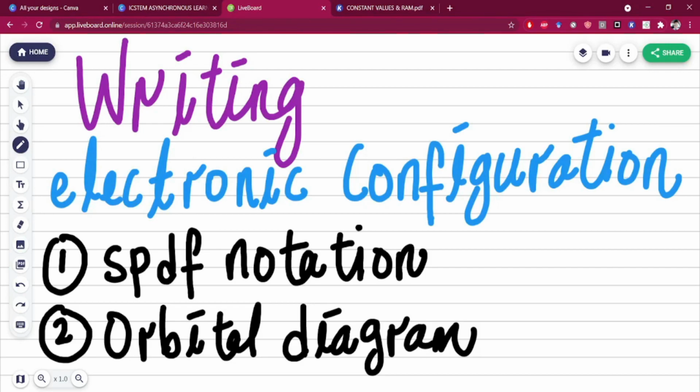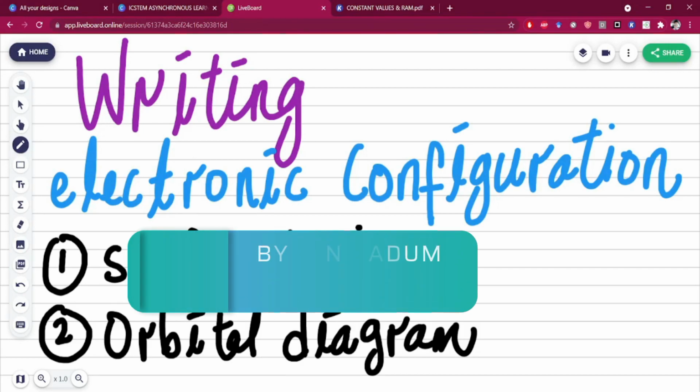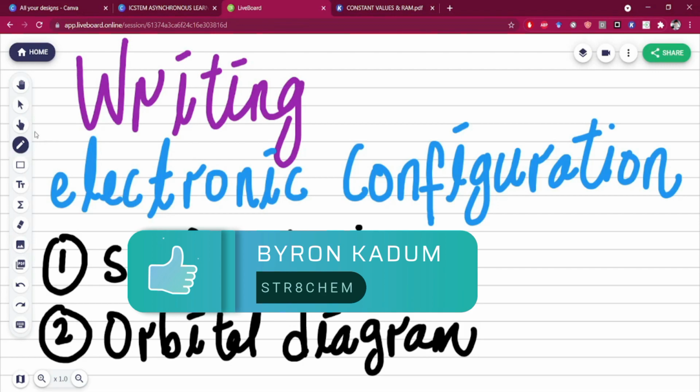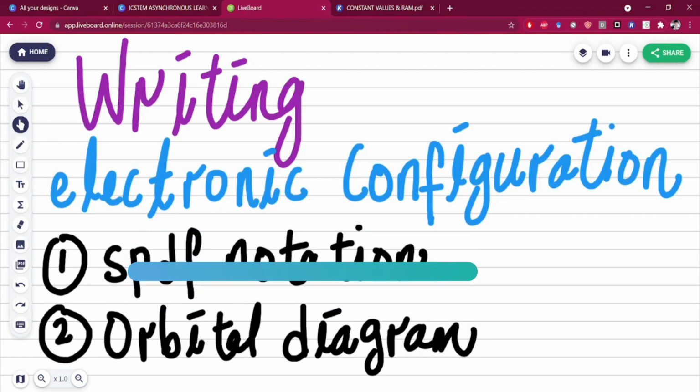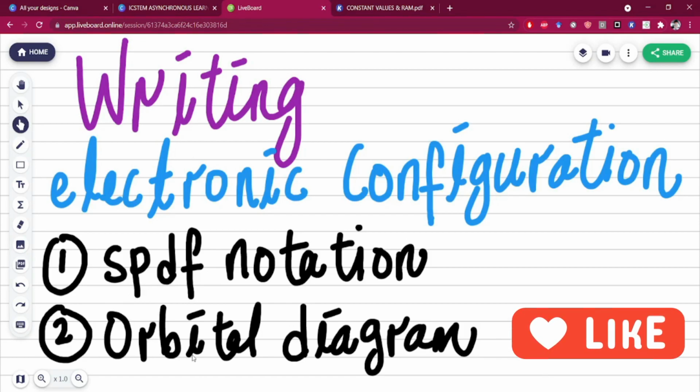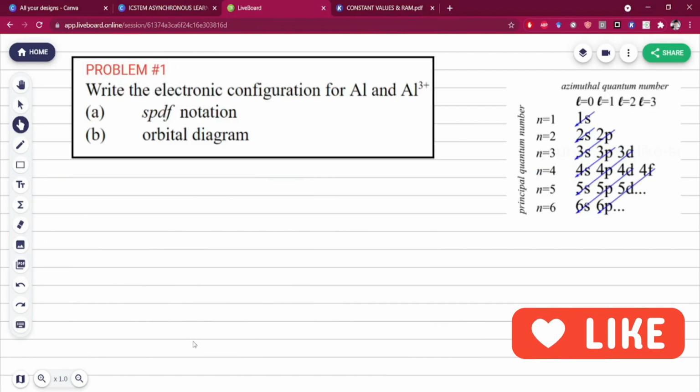Hello everyone, in this video we're going to learn how to write electronic configuration. Electronic configuration can be written in two ways. Number one, you can write it in the SPDF notation, or you can also write it in the orbital diagram format. We're going to look at both formats in this video. Let's try problem number one, shall we?